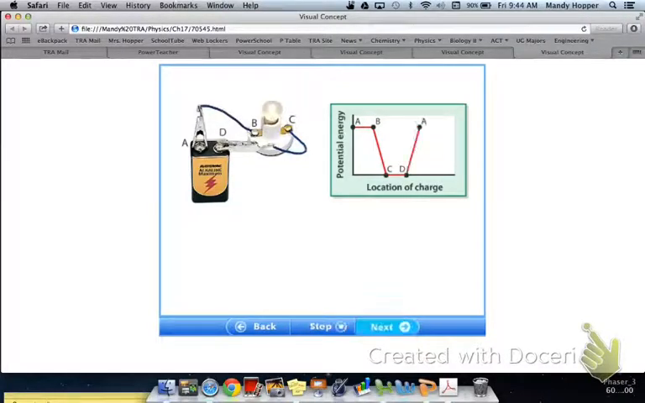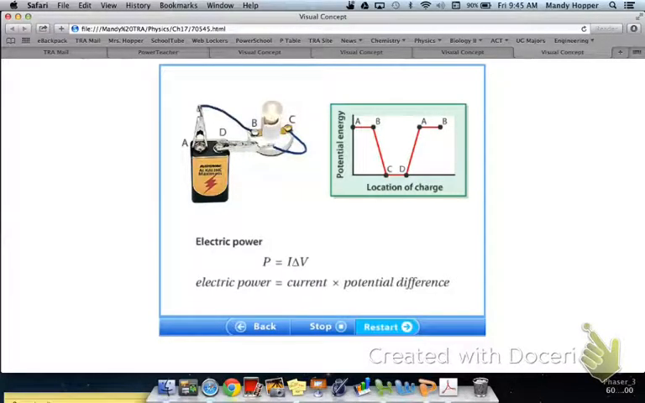For the charges to move from the second terminal to the first, they have to gain energy. This is provided by the chemical energy of the battery. The process goes on continuously until the chemical energy of the battery is exhausted. The electric power of this circuit is the rate at which charges lose electrical potential energy. Numerically, this is equal to the current flowing through the circuit times the potential difference.